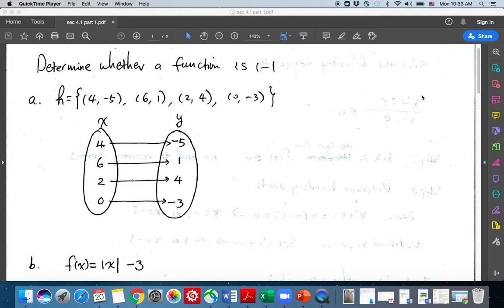In this video, I want to talk about two things. One is to determine whether a function is a one-to-one function. The other is whether two functions are inverses of each other.